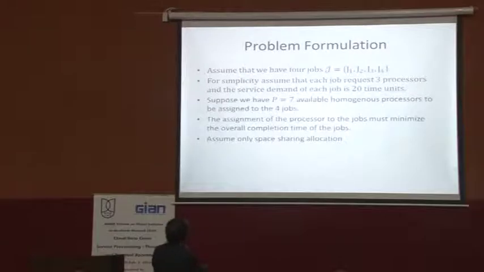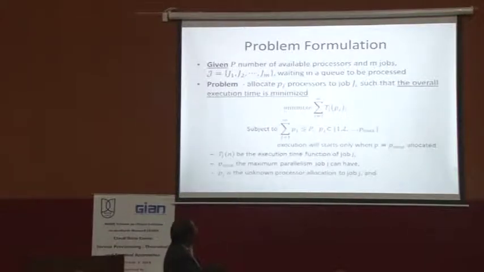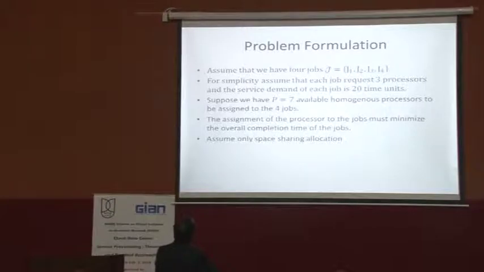Now, in plain English, we assume that we have 4 jobs: job 1, job 2, job 3, and job 4. For simplicity, assume that each job requires 3 processors. Remember, we can't assign more than it needs, so the maximum each job can get is 3 processors. The service demand, the execution time of each job, is 20 time units. Let's say 20 minutes, 20 hours, whatever you want. You can replace the time units. Now we have 7 available processors to run these 4 jobs. The assignment of processors to jobs must minimize the overall completion time of the jobs.